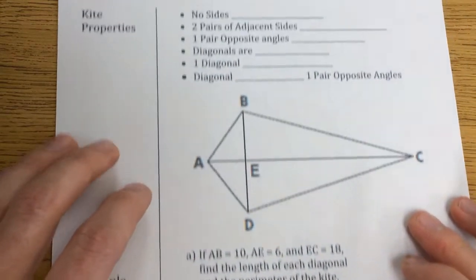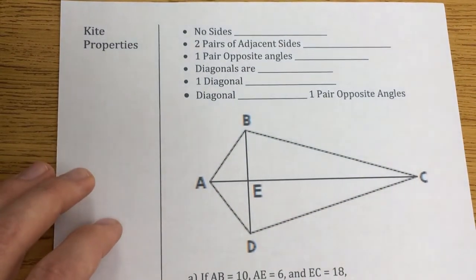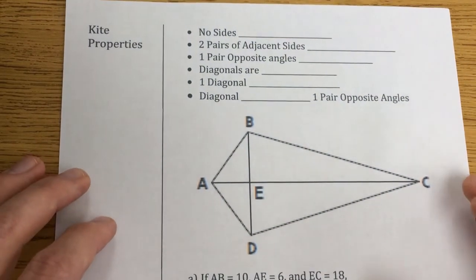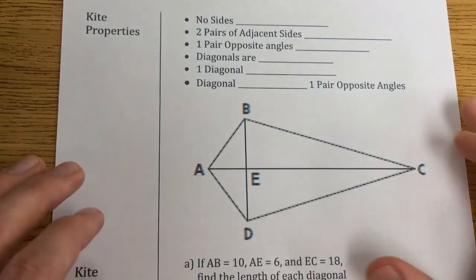Next, we have kite properties. So here are our kite properties. You want to pause this, copy this down. I'll pause it again when I get to the examples.